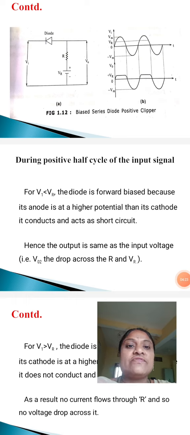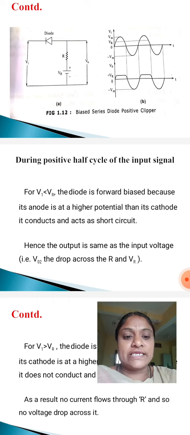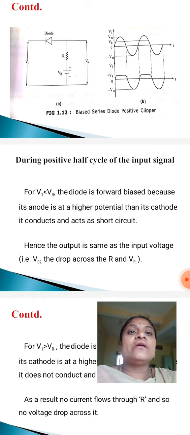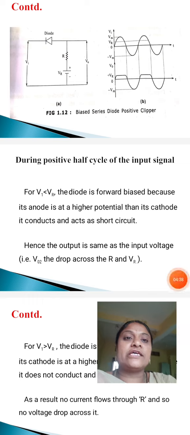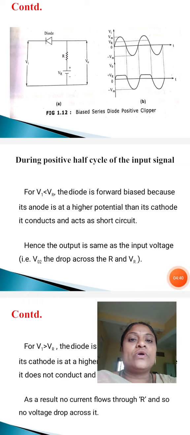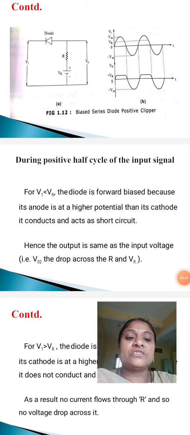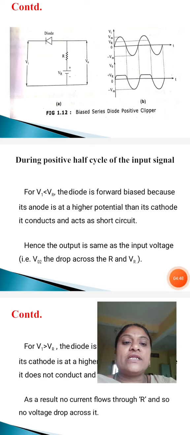During the positive half cycle of the input signal. We cannot apply the complete full cycle at a time. So one time we apply the positive half cycle and another time the negative half cycle. First of all, we take the positive half cycle of the input signal. During the positive half cycle of the input signal, there are two conditions.